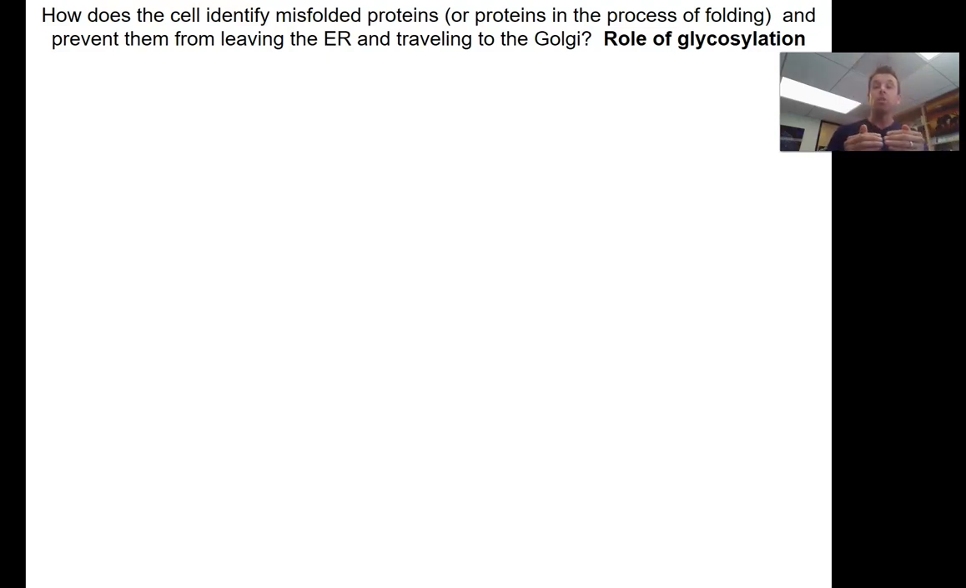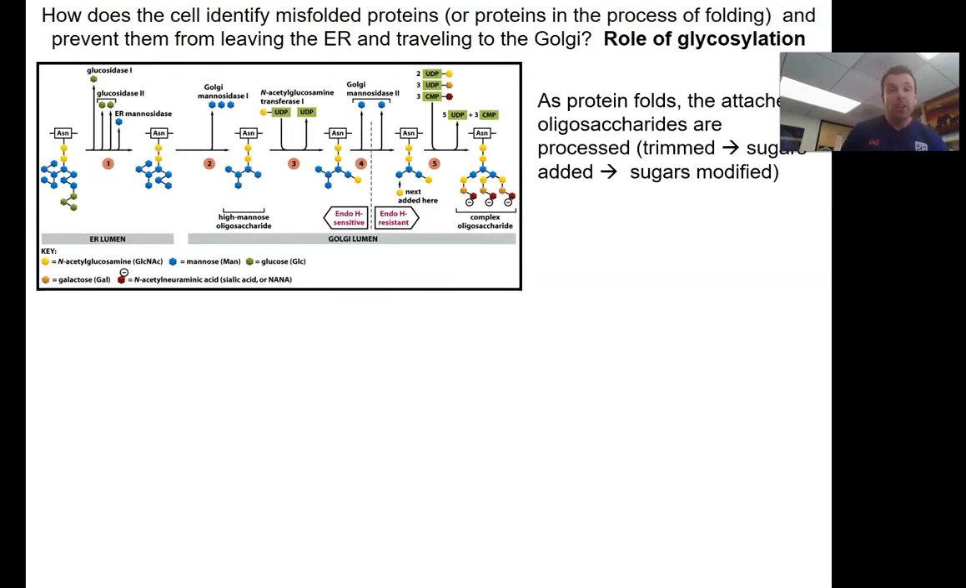So in this case, is the protein folding appropriately? Is it getting stuck in an incorrect fold, or is it slow to fold? You want to make sure it's at the right step before you move it on to the next part of the Golgi and so forth. So how does that work?